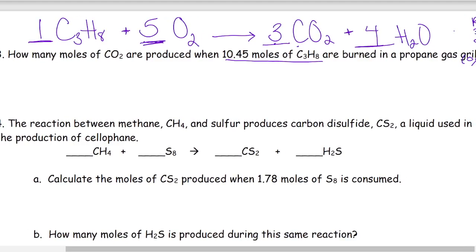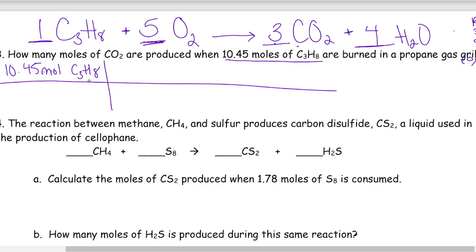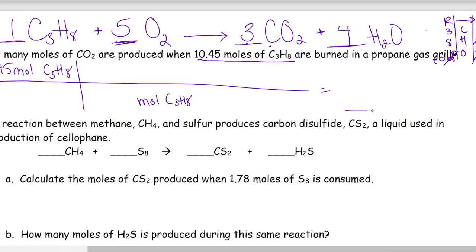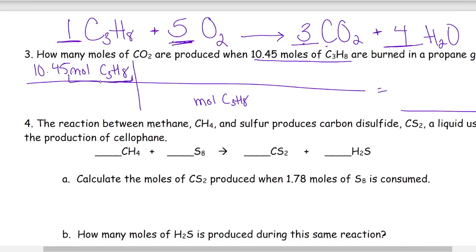So this question says, how many moles of CO2 are produced when 10.45 moles of C3H8 are burned in a propane gas grill? So I'm going to start with my given information of 10.45 moles of C3H8. I would bring down my unit of moles of C3H8, so moles C3H8. And I know that what I am looking for is what? What's the question actually asking me for? CO2, but what of CO2? Moles of CO2.